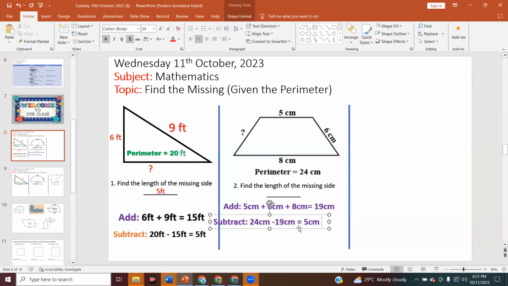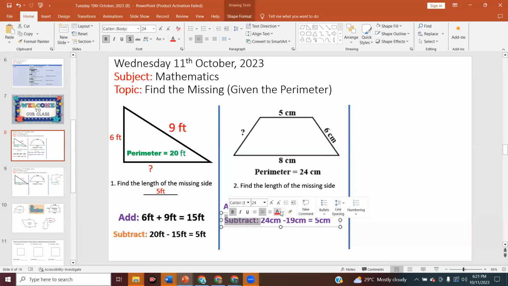5 centimeters. Please remember to respect your units. I see a lot of persons putting answers without units in the chat. Do you know that that's wrong? You need to put your units. You can't just put the answer. You need to put your units.